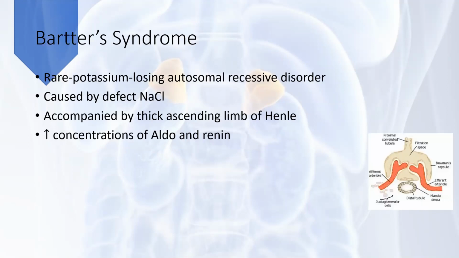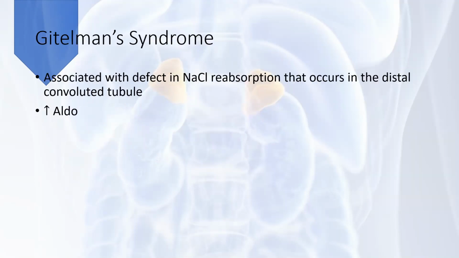Bartter's syndrome, on the other hand, is a rare potassium-losing autosomal disorder which is caused by a defect in our sodium chloride transport. This is characterized by increased concentration of our aldosterone and renin. Lastly, we have your Gitelman's syndrome, which is associated with a defect in sodium chloride reabsorption that occurs in the distal convoluted tubule and seen, no, with increased aldosterone.